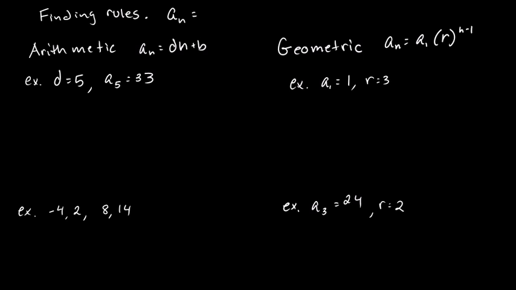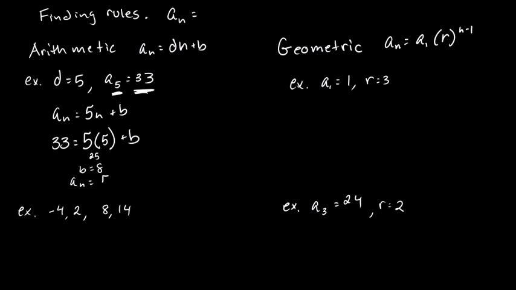Alright, so here I'm given my common difference. So I'm given my d, so a sub n equals 5n plus b, and I also have an input and an output. So my output is 33, that replaces my a sub n, and in order to get 33, I inputted 5. So this way I can solve for b. So here I would get 25. So that means I would subtract 25 from both sides, and I would get b equals 8. So my a sub n equals 5n plus 8. And that would be my final answer for that.